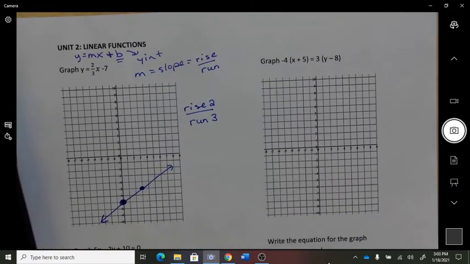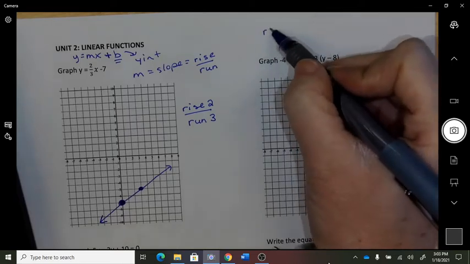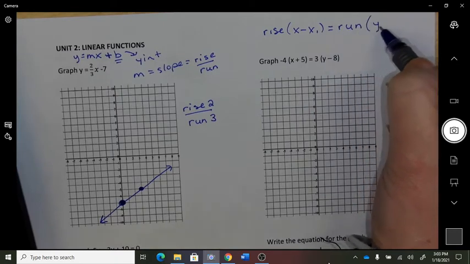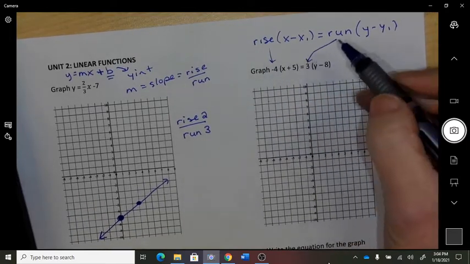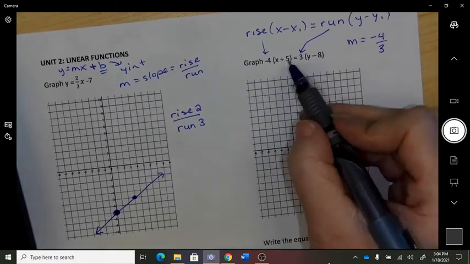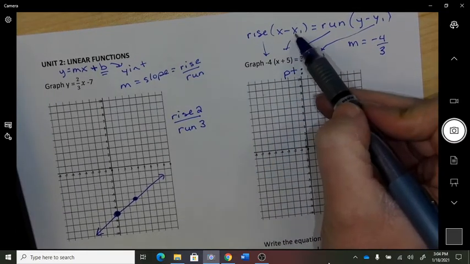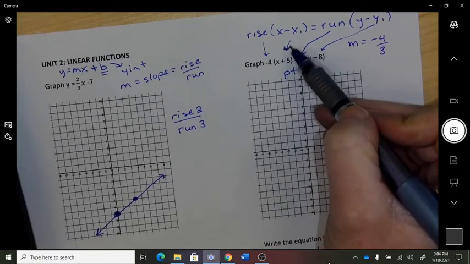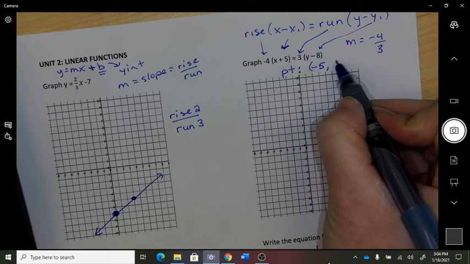Okay, next, our line is in point slope. So on your formula sheet, you would see rise x minus x1 equals run y minus y1. So this gives us our slope, so -4/3. And this would give us a point. But we have to be careful because we're subtracting the value. So in the formula, because it's a subtracting, it's the opposite. So the point is -5, +8.